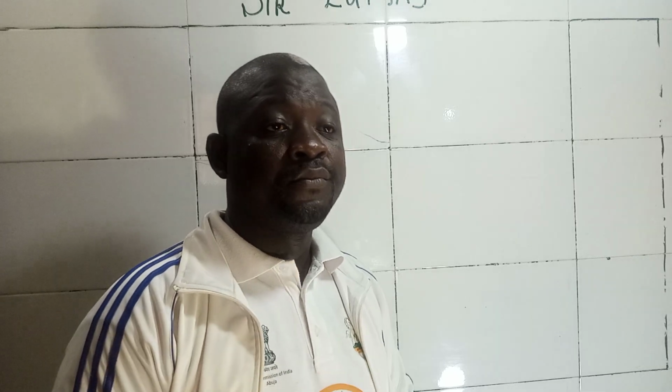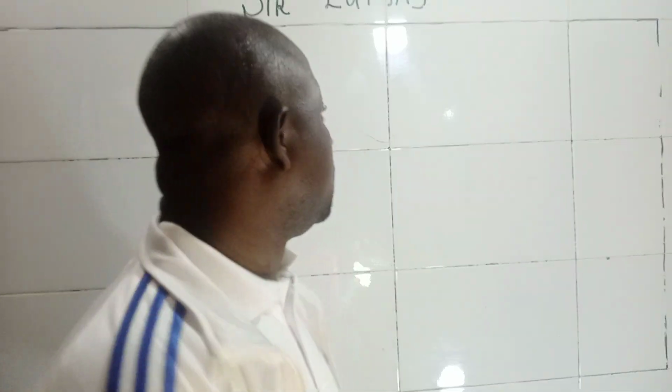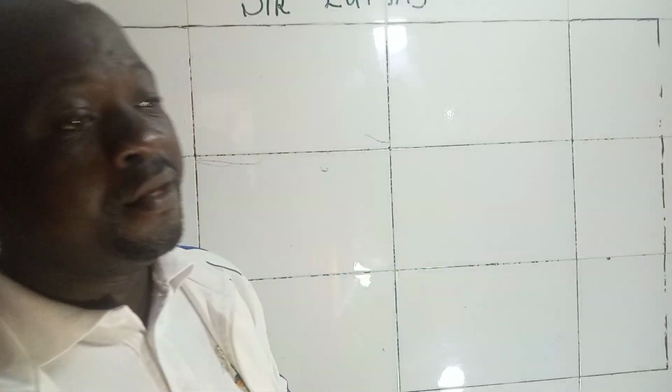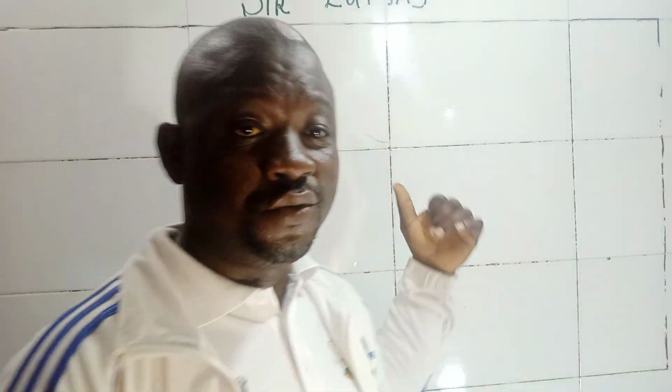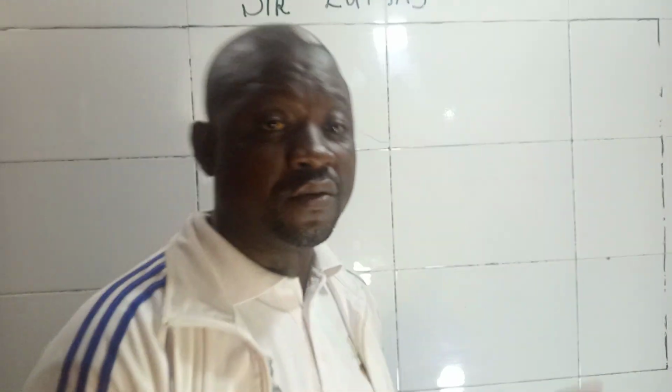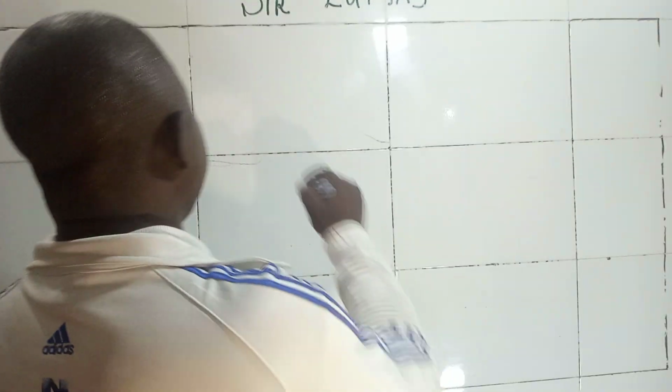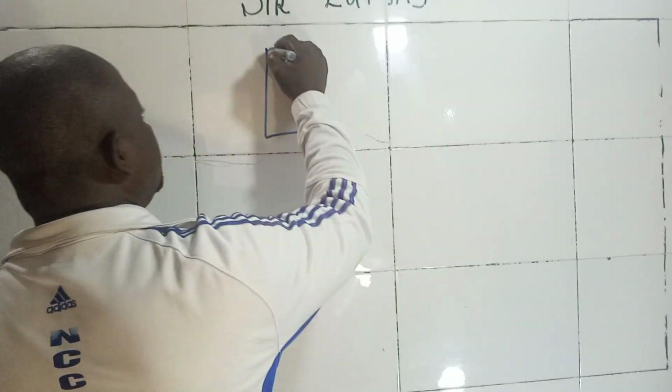Today I'll be talking about how to derive sine 45, cos 45, and tan 45 without using the four figure table. In the last class we talked about how to derive sine, cosine, and tan of 60 and 30. We used an equilateral triangle. Today we are going to be using an isosceles triangle.